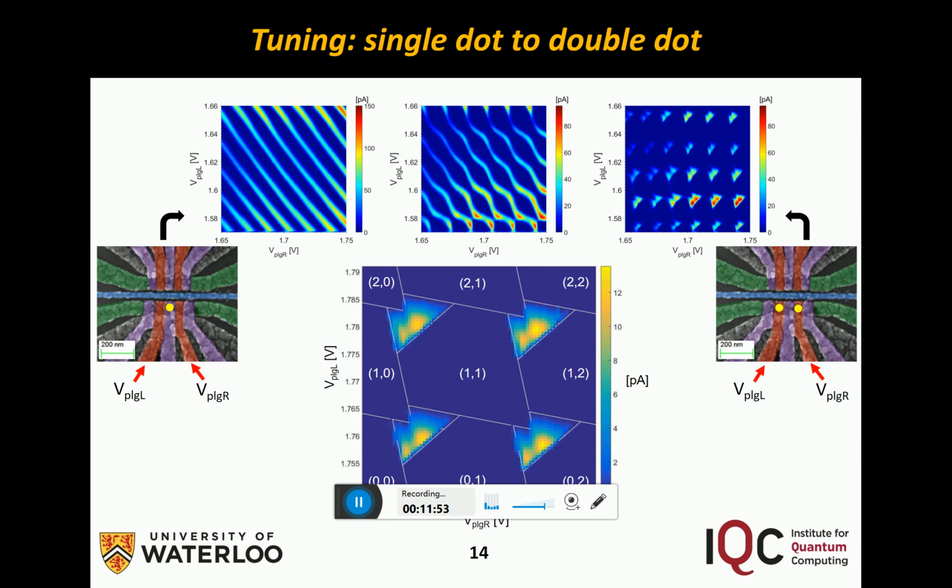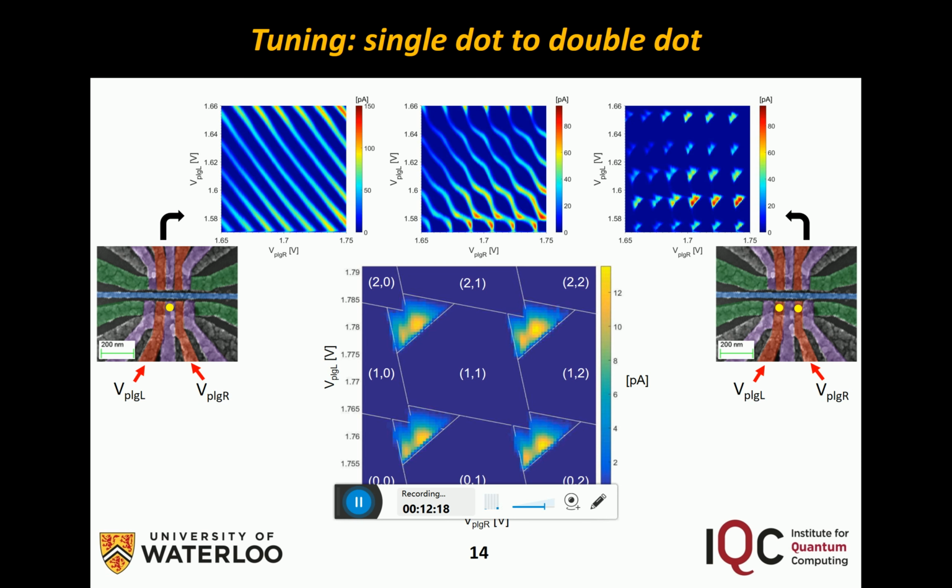So next I want to talk about the tunability of our device. On the top I'm showing stability diagrams, which are transport data through our device as a function of the voltages on the plunger gates. On the left we have a single dot underneath the tunneling gate, and the stability diagram has essentially these diagonal lines, which again represent tunneling events.